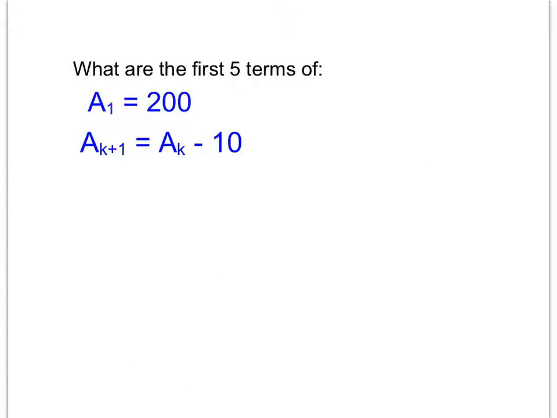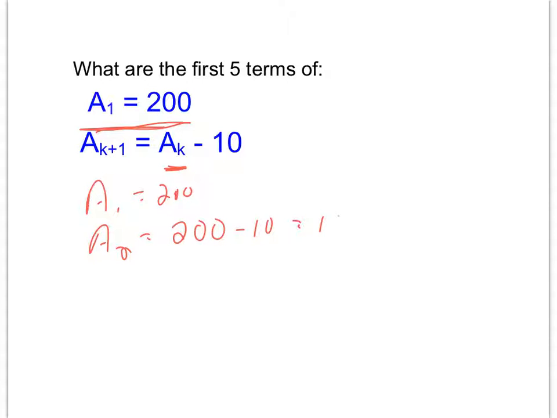Alrighty, we got an arithmetic sequence defined recursively. Notice again, we start with our first term, a sub 1 is equal to 200. For our next term, I'm going to take my previous term, which is 200 now. So a sub 2 is equal to 200 minus 10, which is 190. A sub 3 is equal to 190, the previous term, minus 10, which equals 180. Our fourth term is going to be 170. Our fifth term is 160.